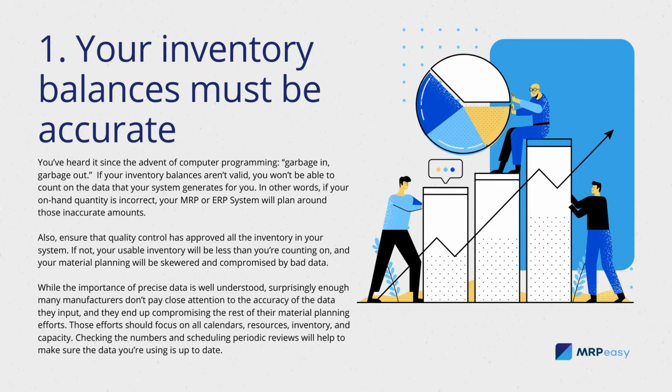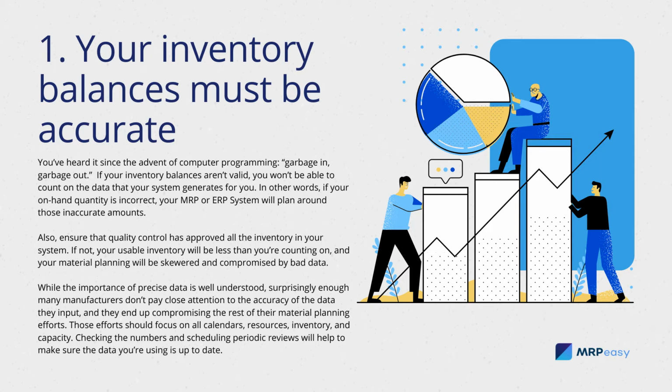Number 1. Your inventory balances must be accurate. You've heard it since the advent of computer programming: garbage in, garbage out. If your inventory balances aren't valid, you won't be able to count on the data that your system generates for you. In other words, if your on-hand quantity is incorrect, your MRP or ERP system will plan around those inaccurate amounts. Also, ensure that quality control has approved all the inventory in your system.